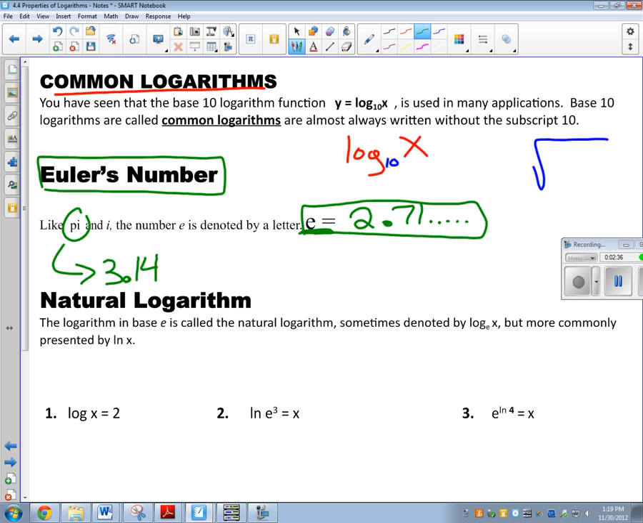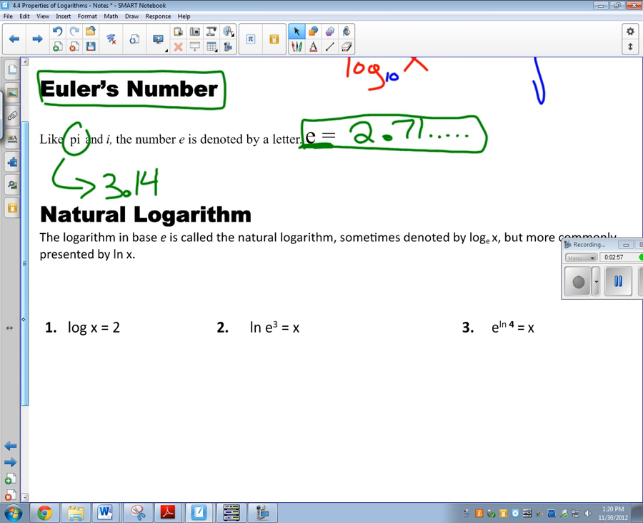Dinosaur bones, you ever realize how they figure out how old dinosaur bones are? The way they do that is they use a math equation that has E in it. It's a real thing. It's in nature. Things decompose at a rate of E. It's something that actually exists. Don't get too much into it. Just know that's what it is.